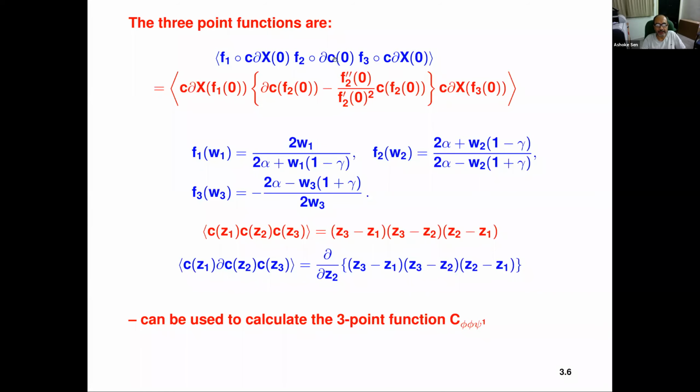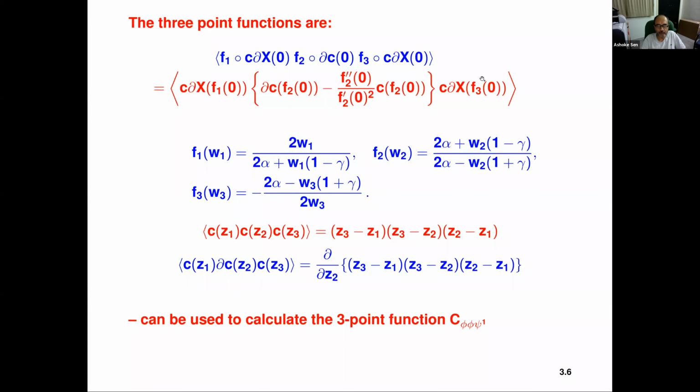And if you recall, in the last lecture I actually did work out what this object is. As an example, we started with the transformation law of C and then took the W derivative. And the answer that we found is given here. It involves del C evaluated at F2 of 0, but there are also double derivatives of F2, which reflects the fact that this is not a primary.